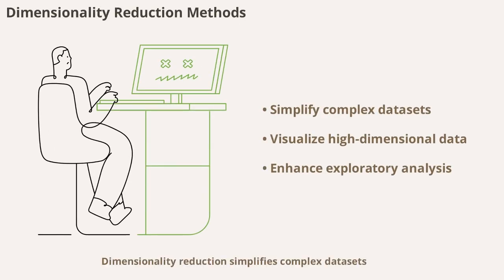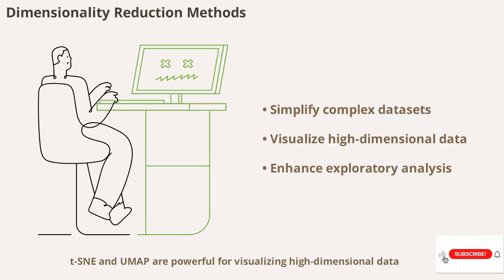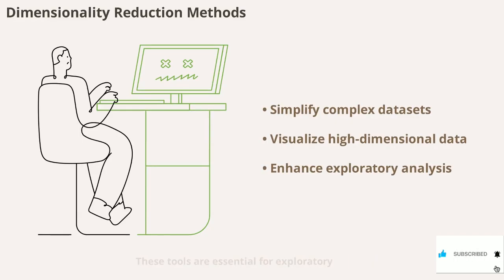Dimensionality reduction simplifies complex datasets, making them easier to visualize and model. PCA is a linear method that reduces dimensions while preserving variance. t-SNE and UMAP are powerful for visualizing high-dimensional data, revealing patterns that might otherwise be hidden. These tools are essential for exploratory data analysis and improving model performance.